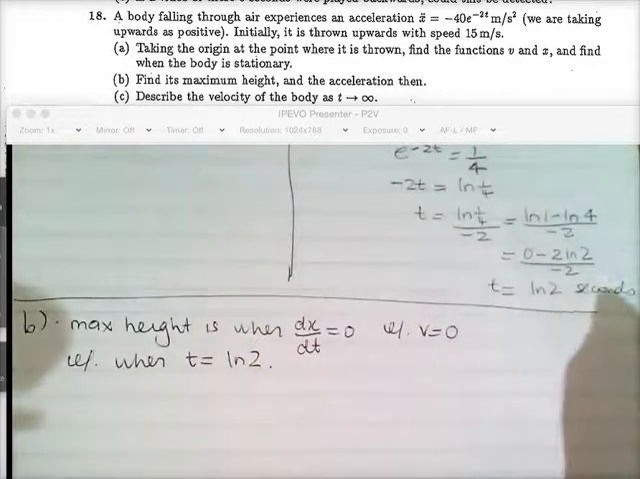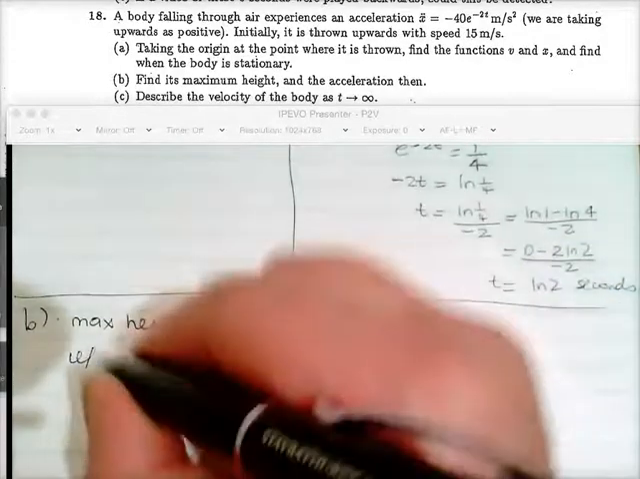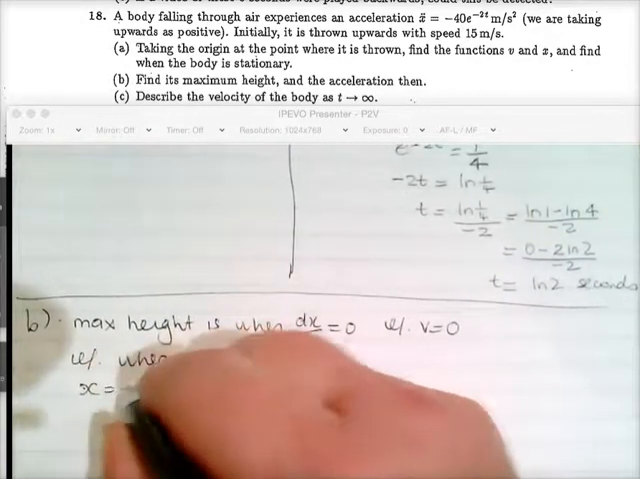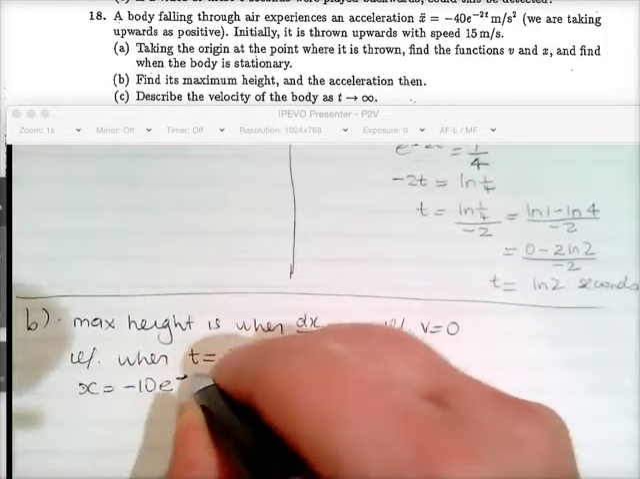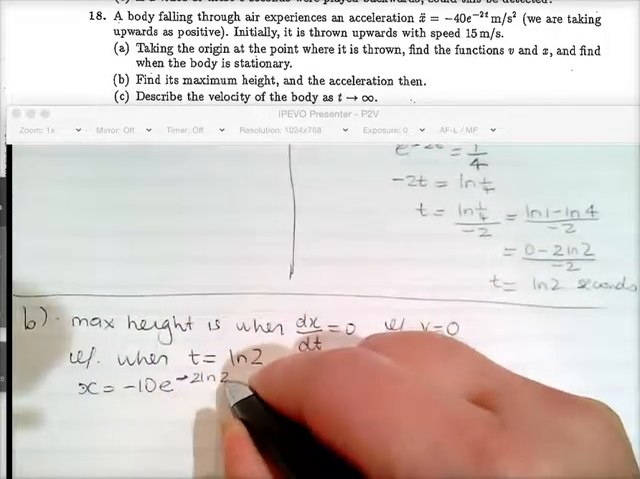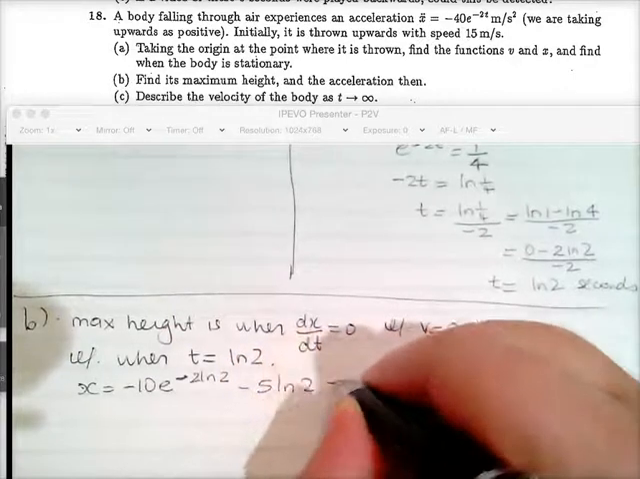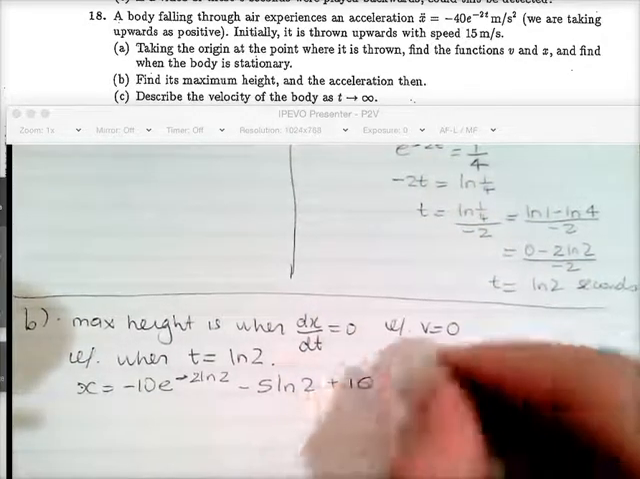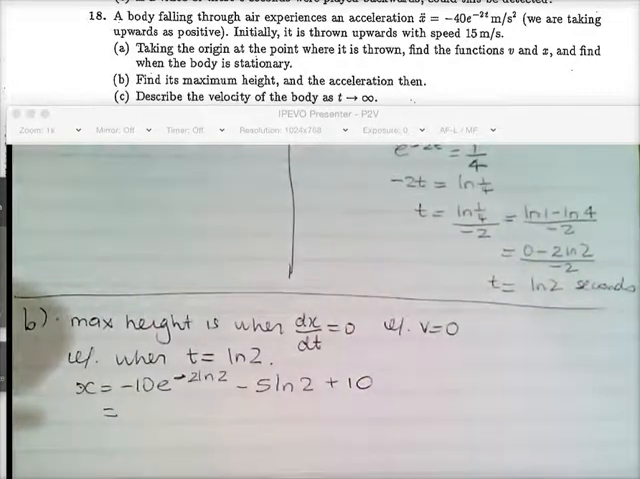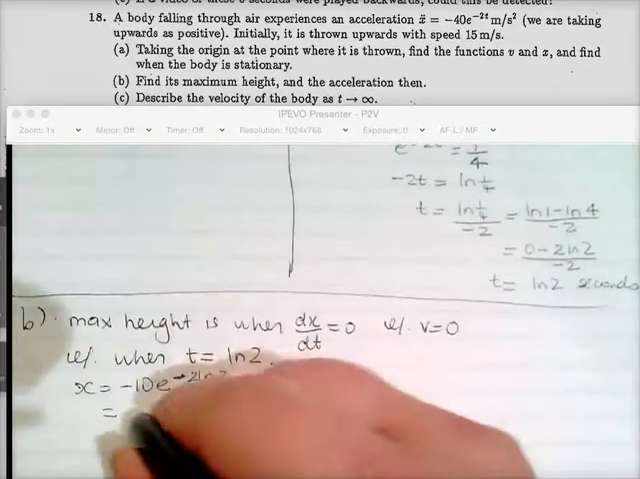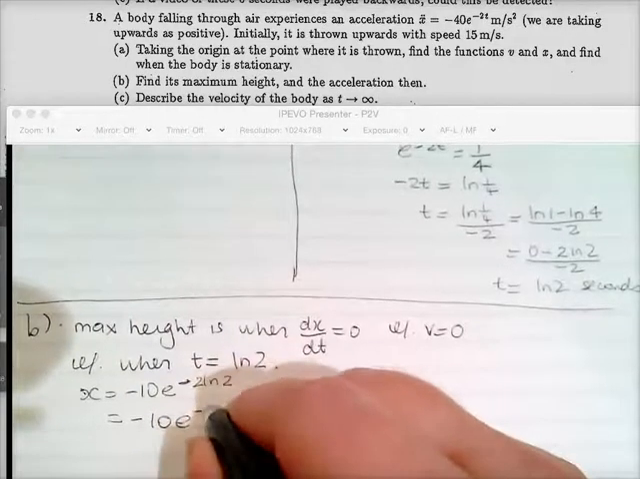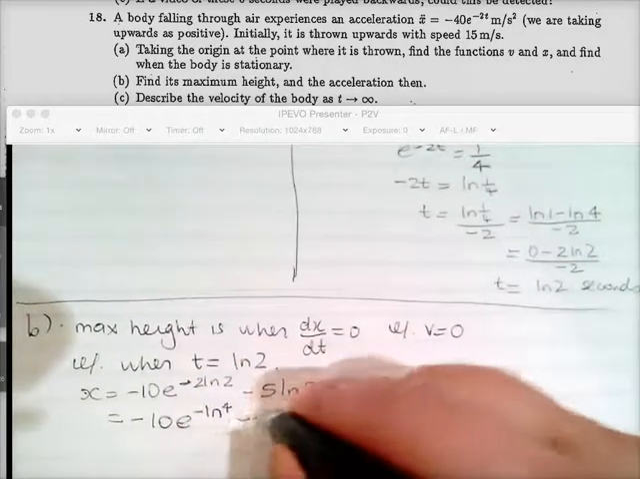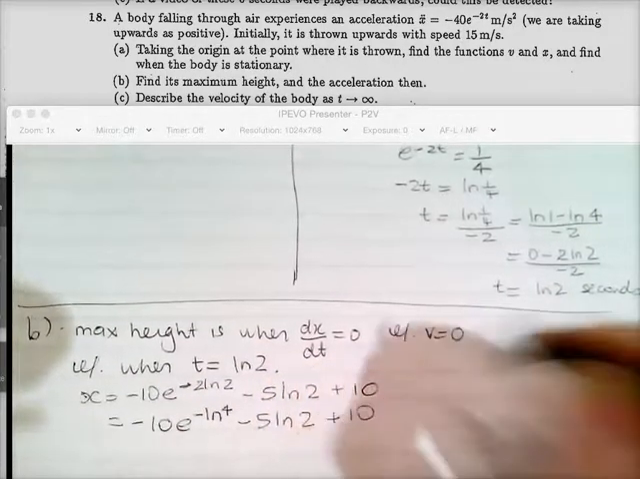So the maximum height will occur when t is ln 2, and substituting that into the equation for x, we get x equals negative 10e^(-2 ln 2) minus 5 ln 2 plus 10, which is negative 10e^(-ln 4) minus 5 ln 2 plus 10, since 2 ln 2 is ln 2 squared, which is ln 4.